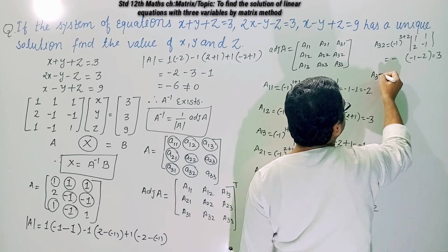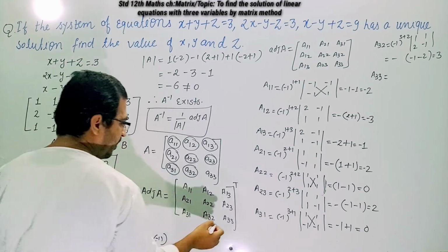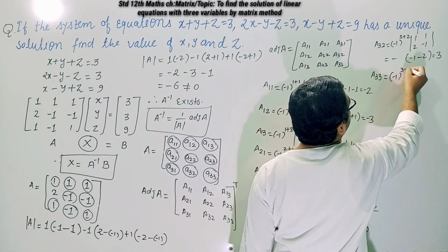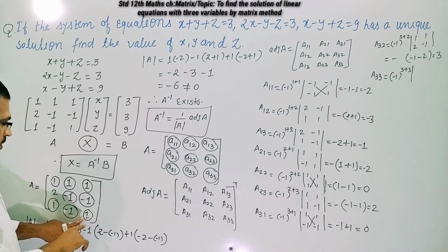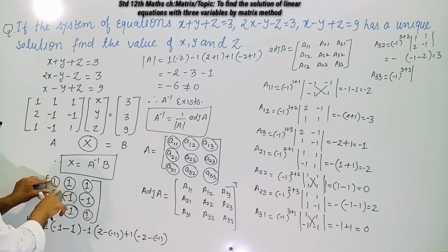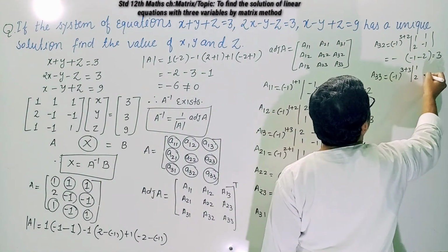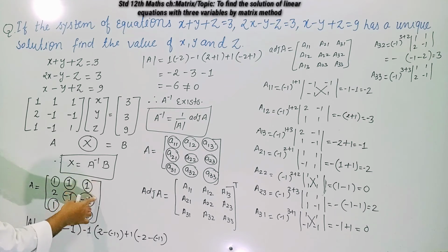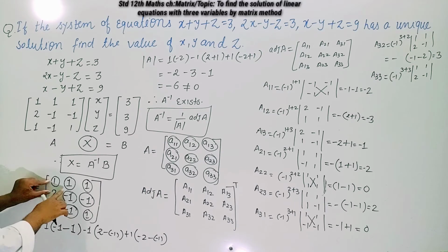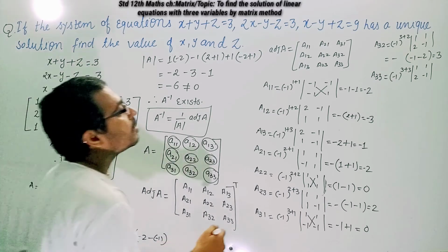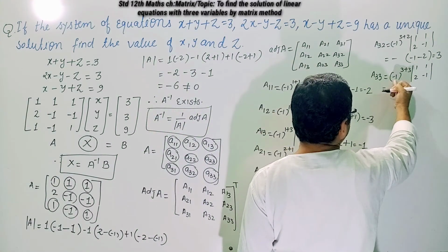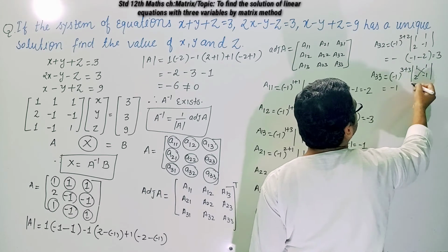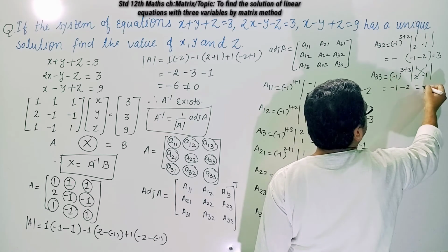Similarly A33, that means cofactor of A33 means cofactor of 1. So minus 1 to the power 3 plus 3. Excepting this row and this column, we will write 1 2, 1 minus 1. Understood, student? Excepting this element, we want to find out 1, so we will remove this row and this column, we will write 1 2, 1 minus 1. So minus 1 to the power 3 plus 3 means 6, so obviously this will be plus. Cross multiplication, 1 into 1 minus 1, sign formula, 2 into 1 minus 2. What we are getting? Minus 3.